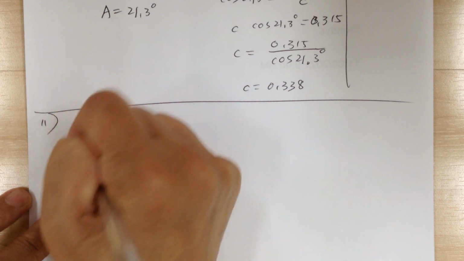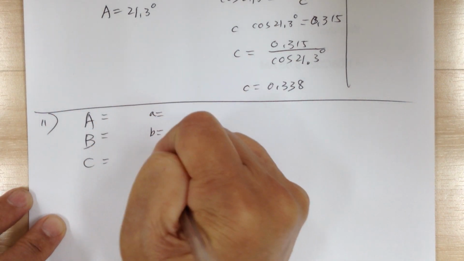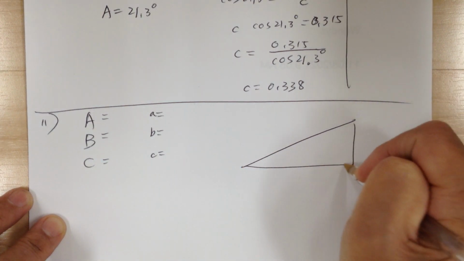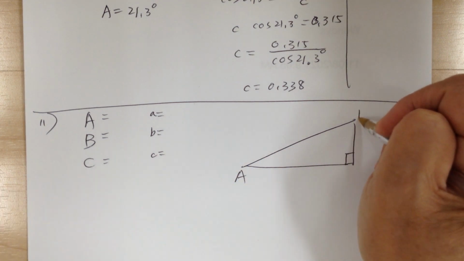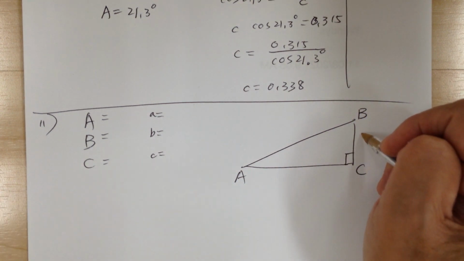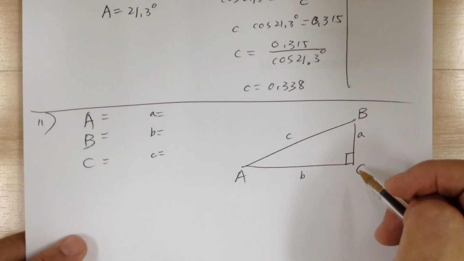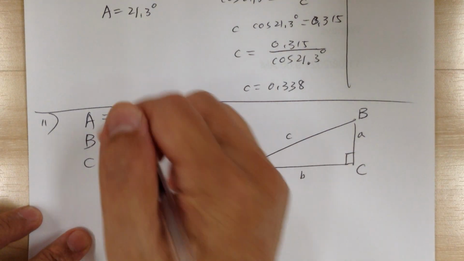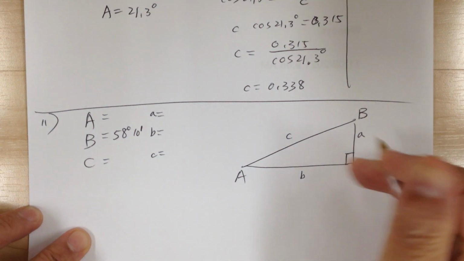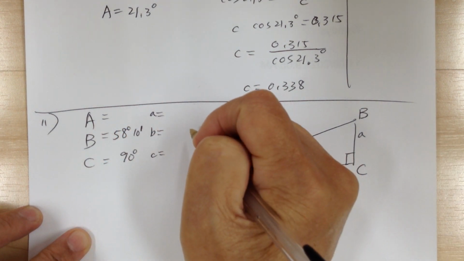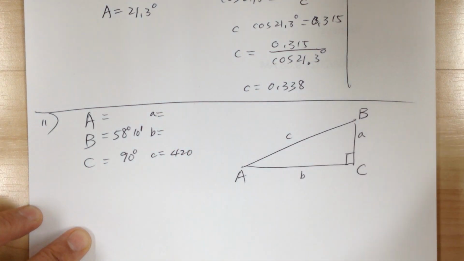So you can get your A, B, C, small a, small b, small c, and get your triangle. Again, the triangle helps you to visualize. Okay, so when you have something to visualize, it helps your brain click, so you're able to think clearly. Okay, so number 11, the angle B is 58 degrees and 10 minutes, and obviously angle C is 90 degrees. Okay, and the small c is 420.